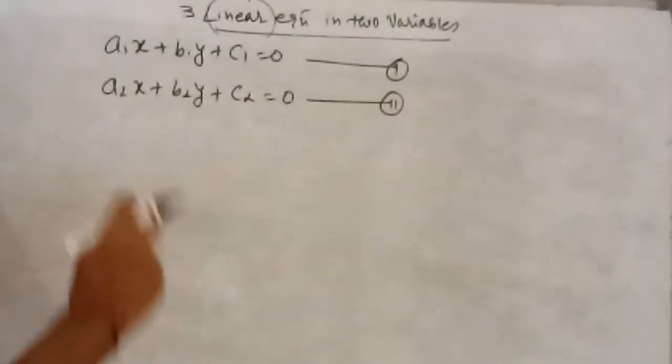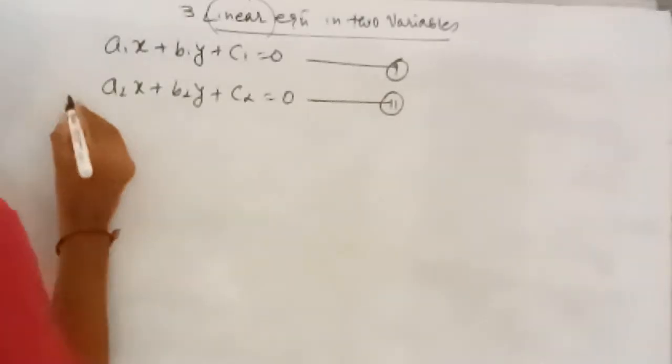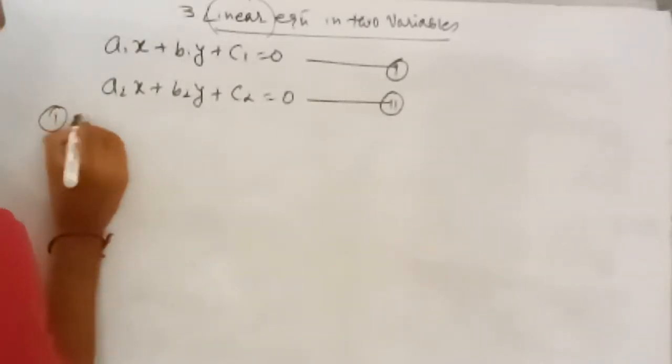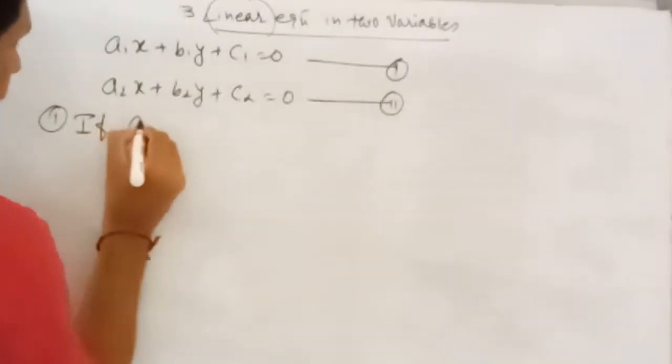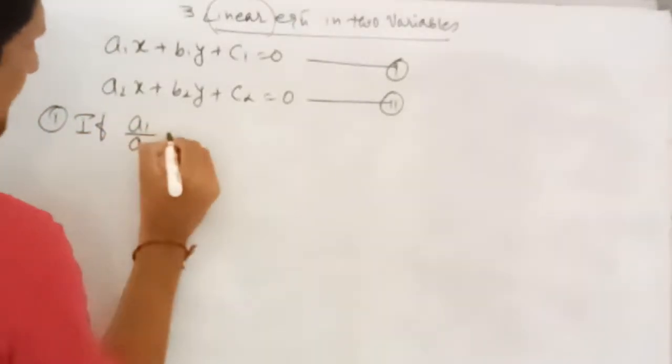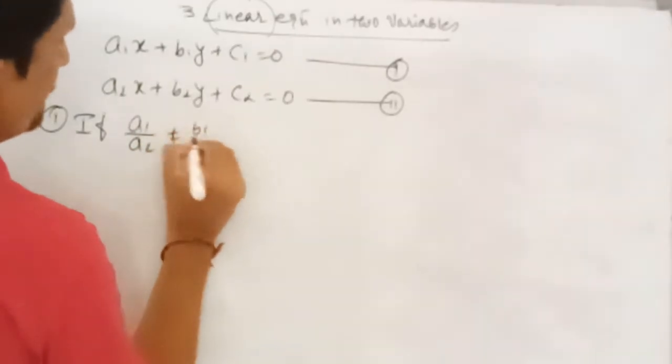Now the important thing, this you have to note down. If a1 upon a2 is not equal to b1 upon b2.